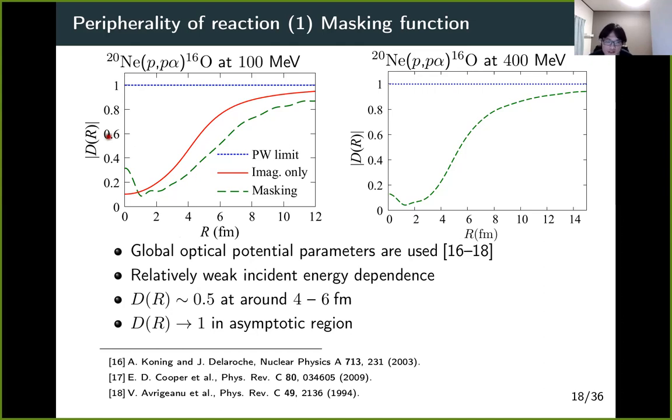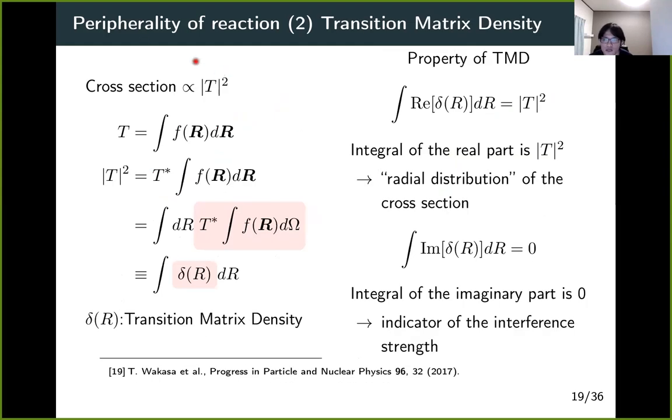So this shows the peripherality of the reaction. And another tool we have is what we call transition matrix density. To introduce this, we consider t squared, which is proportional to the cross section, and t is something integrated over the three-dimensional coordinate. So t star is something like this, t star times this integral.